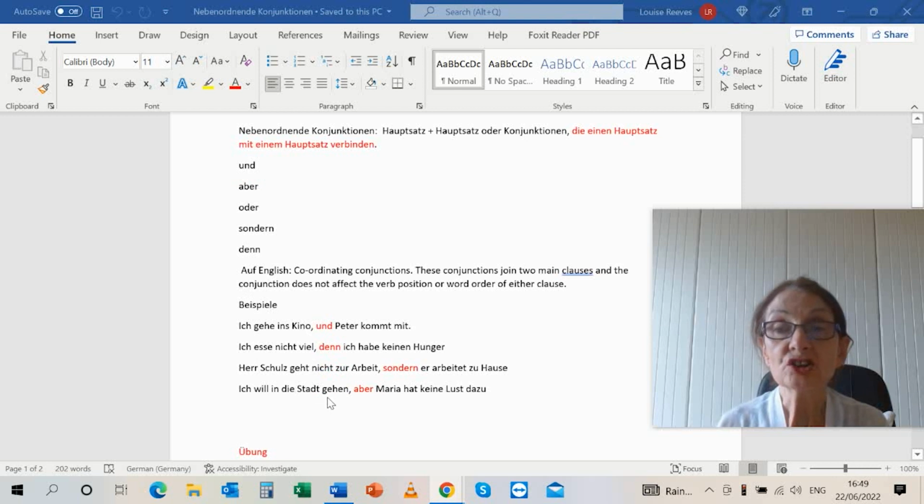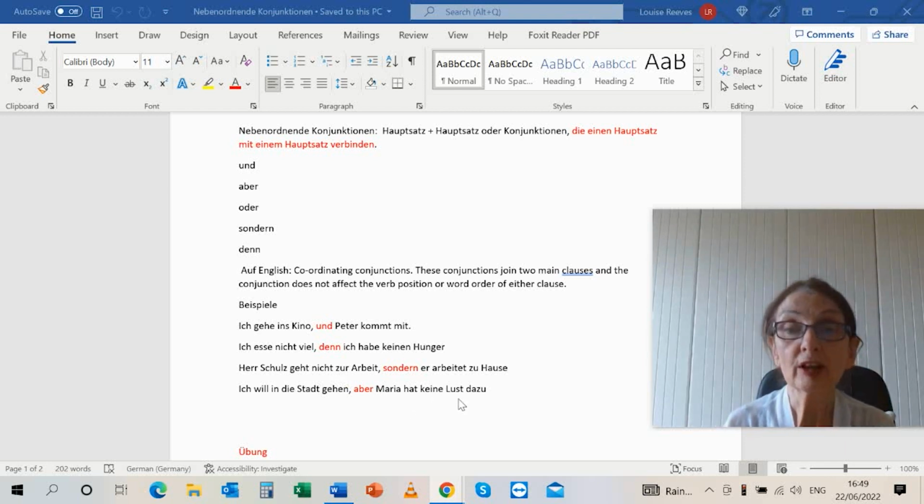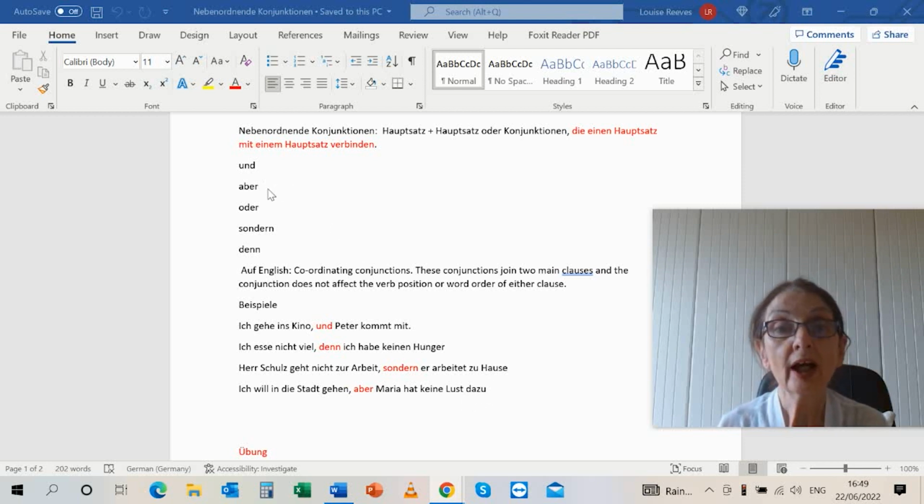Ich will in die Stadt gehen. I want to go into town. Aber, there's your aber, Maria hat keine Lust dazu. So there's no nicht here. So you're not contradicting. Ich will in die Stadt gehen. So you're not contradicting this sentence. So you're allowed to use aber, Maria hat keine Lust dazu. But Maria doesn't want to. So that is the explanation. And remember, it's und, aber, oder, sondern, and denn.